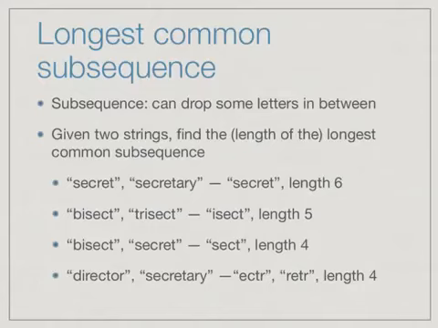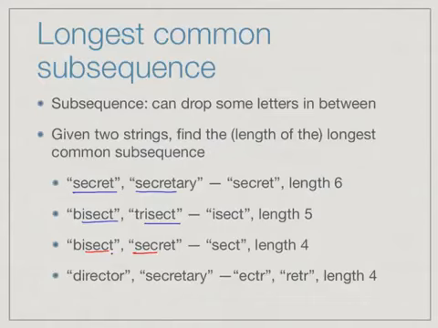So a much more useful problem in practice than the longest common subword is what is called the longest common subsequence. The difference between a subword and a subsequence is that we are allowed to drop some letters in between. So for instance, if we go back to the earlier examples, for secret and secretary, there's no problem because the subword is actually the entire thing. And again, for bisect and trisect also, it's the same thing. But if we have bisect and secret, earlier if we did not allow ourselves to skip, we could only match sec with sec.